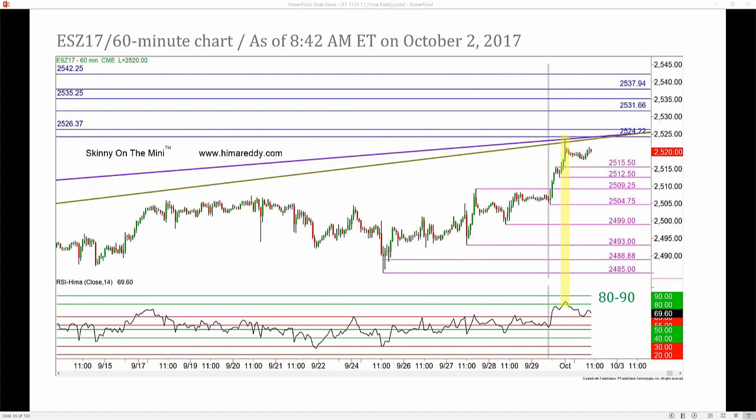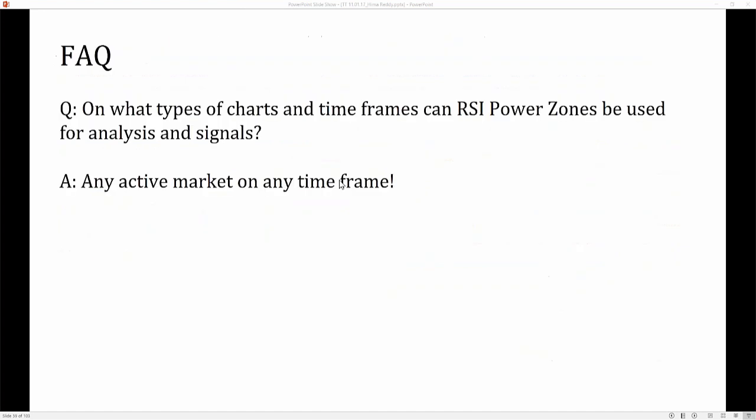All right, so let's move on to some more examples. Now, before I do that, this is such a common question that I will make sure I address it. What types of charts and time frames can use RSI power zones? Any active market on any time frame. Obviously, I'll be showing you futures and stocks, but when we pull over my TradeStation slides in a few minutes, you will be able to see any market tickers you put out. If I have the subscription to the data, I'll bring it up for you. But this is applied on any time frame in any active market, okay?